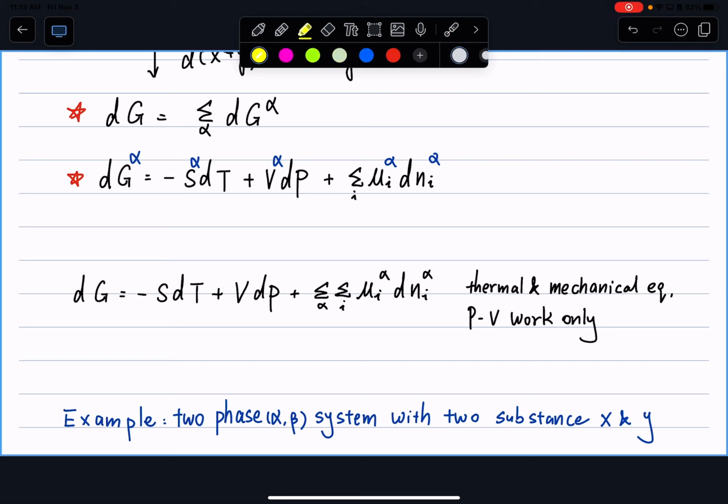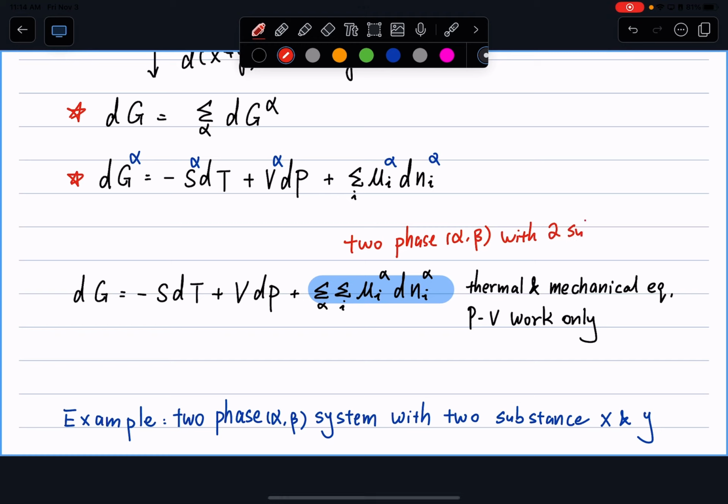And this term here, again, this double summation looks horrible. But if you think about it, let's look at an example here. Let's imagine we have two phases, alpha and beta, with two substances, X and Y. So what does that double summation give you? It gives an expression here.